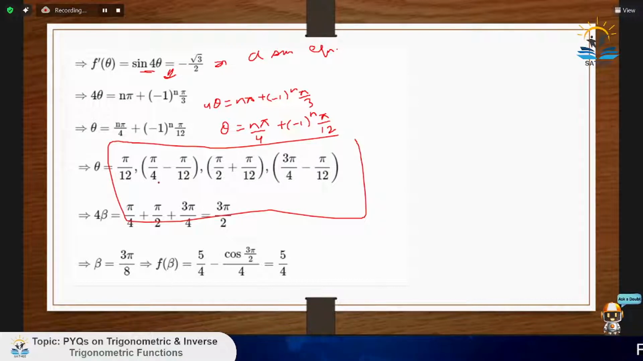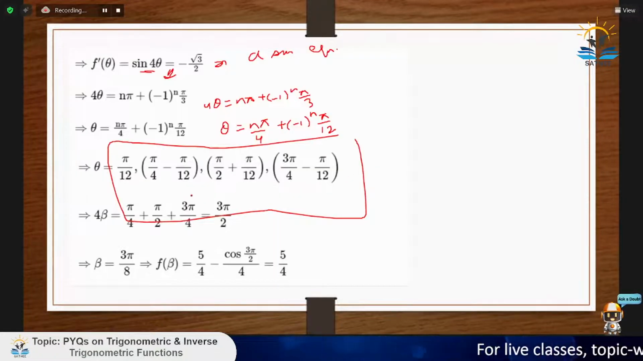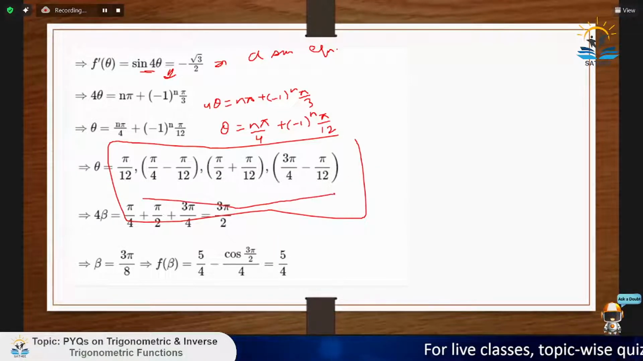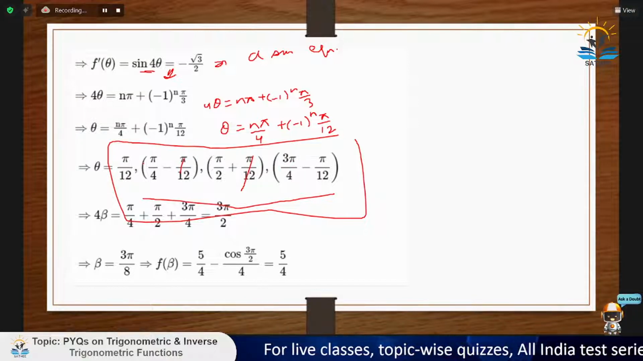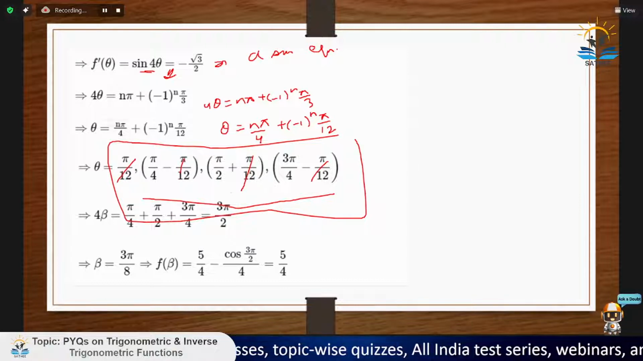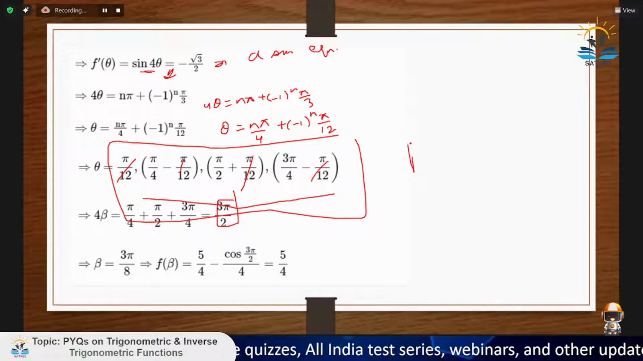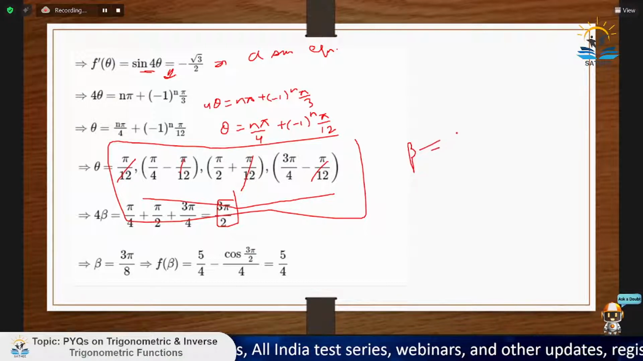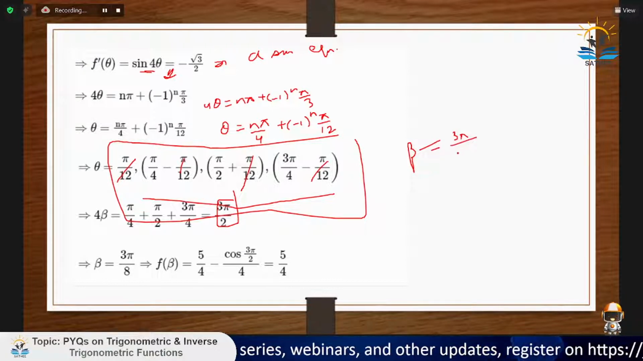Okay, so these are the values of theta, but they are asking me the value of 4 beta is equal to sigma theta. Basically जितने भी आपके पास थीटा हैं ये चारों, इन चारों थीटा का आपको समेशन पूछा है. So add these 4, and minus pi by 12 and pi by 12 will cancel. The remaining will be pi by 4 plus pi by 2 plus 3 pi by 4. So 4 beta is equal to 3 pi by 2. From here you are getting beta equal to 3 pi by 8.